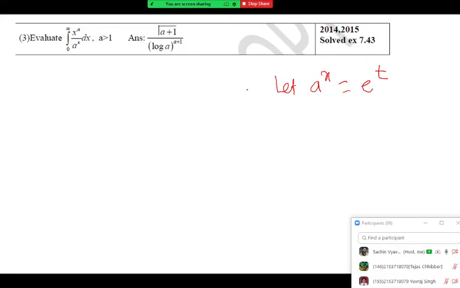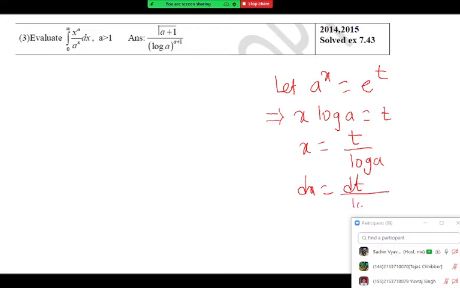We want the value of x also, because x is there, and the value of dx. For that, let me take log on both sides. So x log a is equal to t log e, but the value of log e is 1. So the value of x becomes t upon log a. If x is t upon log a, dx will be just dt upon log a. And let me check the limits. When x is 0, t is 0; x is infinity, t is infinity. So limits remain unchanged. There is no need to check the limits because they remain unchanged.